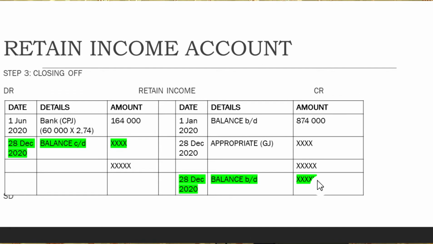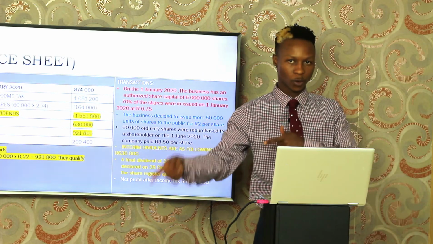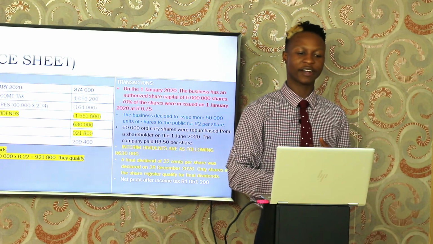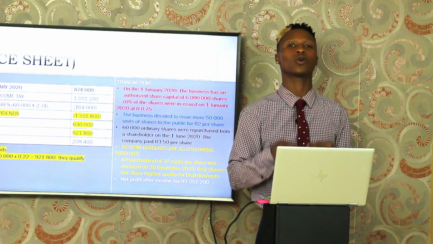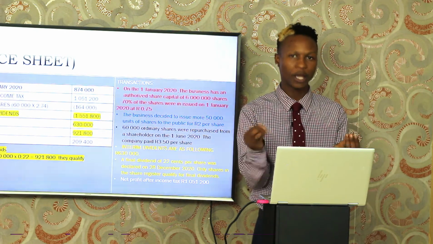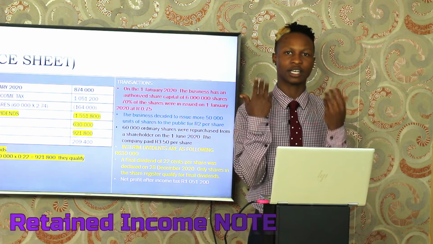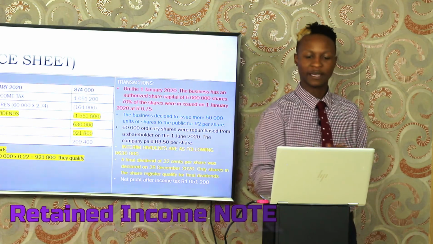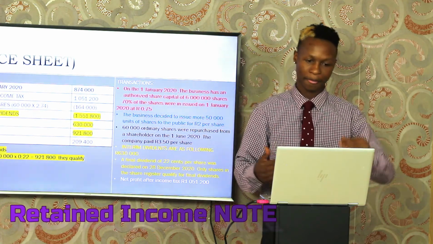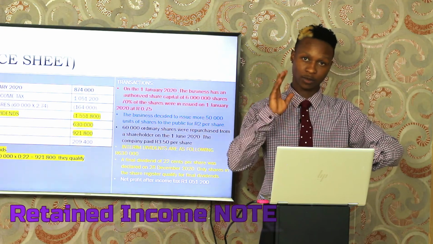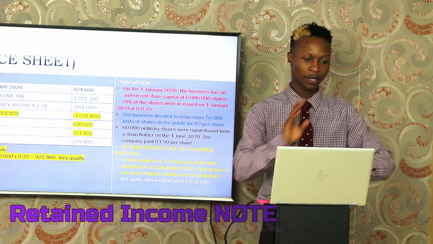And then, guys, what is very important is the note. You cannot prepare a note without knowing your ledger account. First, we start with our ledger account, and then we go to our note. So we have the retained income note, which we are going to use to record in our financial statements, such as the balance sheet. So it's a straightforward procedure. You must know your skeleton, guys. We say it's a skeleton, you must know your skeleton.